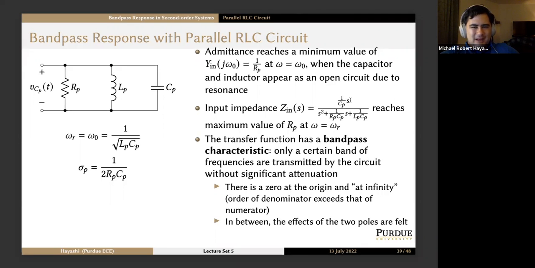So we note that S in the numerator means there's a 0 at the origin, and because the order of the denominator is 2 and the order of the numerator is 1, that means there's another 0, in square quotes, at infinity, because this should go to 0 as we increase frequency towards infinity. In between, the effects of the two poles will be felt.